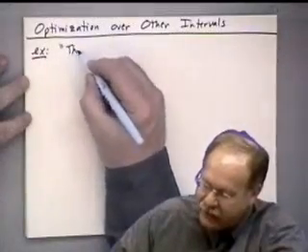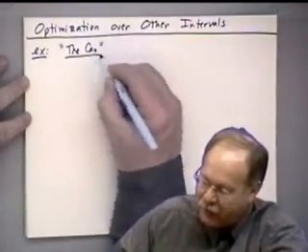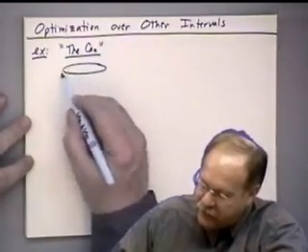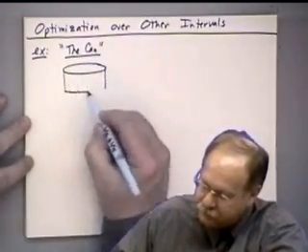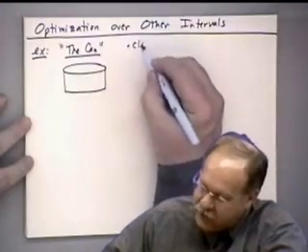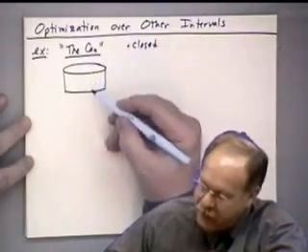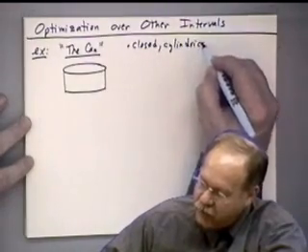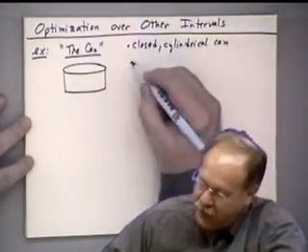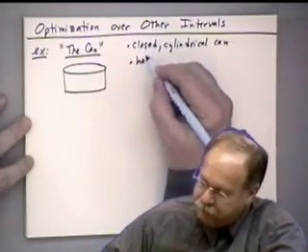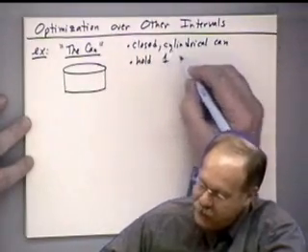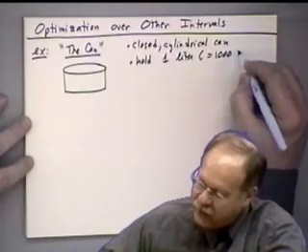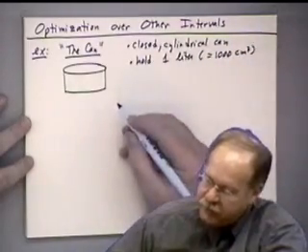This is another classic. I'll just call it the can problem. And here is the situation. We have a cylindrical can, and it is closed. That means it has a top and a bottom. So a closed cylindrical can. How much does this hold? Well, it holds 1 liter, which translates to 1,000 centimeters cubed.